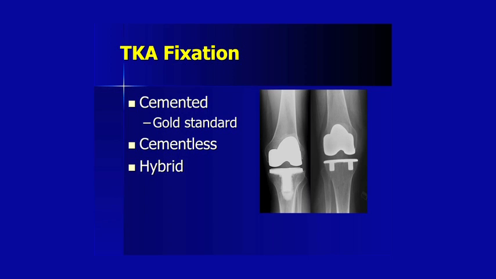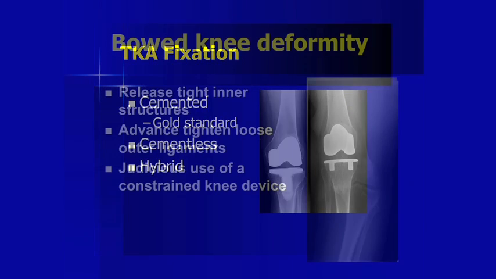That's the gold standard. This is an example of a device that's cemented. Cementless means that the part is put in and it heals directly to bone. That's more commonly done in the hip than the knee, but there are some new devices that seem to have pretty good results now that are cementless, particularly if you've got good bone in a young person. And hybrid means one part's cemented, one's cementless.